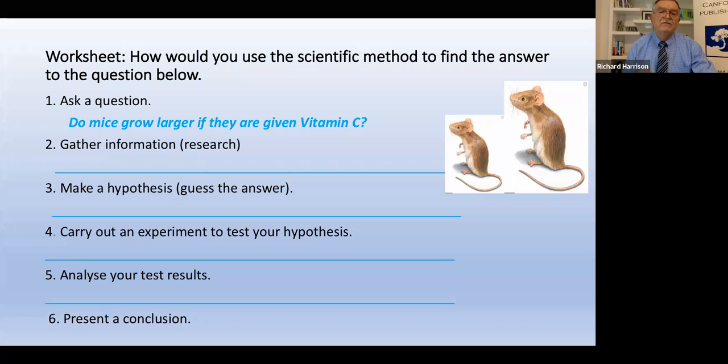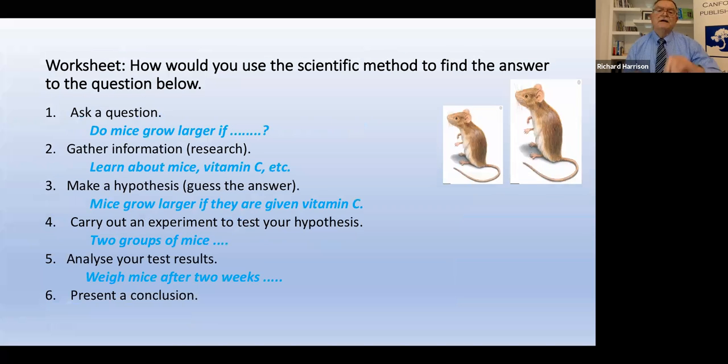So you gather information, make a hypothesis, and the students might come up with an answer, something like this. So they would learn about mice, they would learn about vitamin C, and then they would have an experiment with 2 groups of mice. One would have a tasty meal for mice, and the other one would have a tasty meal with vitamin C as well.